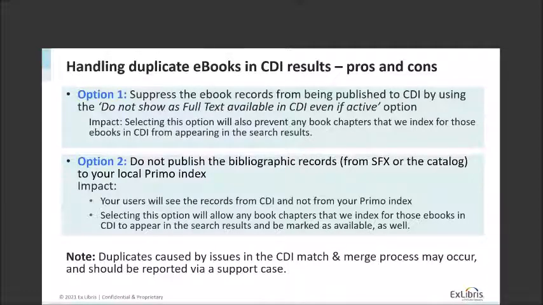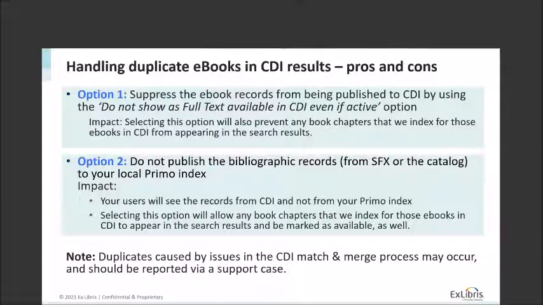The second option also has some pros and cons. What is the impact of not publishing the bib records from SFX or from the catalog to your local Primo index? The impact is that users will see the records from CDI and not from your Primo index. But it will allow any book chapters that we index for CDI to appear in the search results and be marked as full text available. So these are the two options with some information on the impact of using each option. It also depends on your preference. Do you prefer the local records versus the ones from CDI?